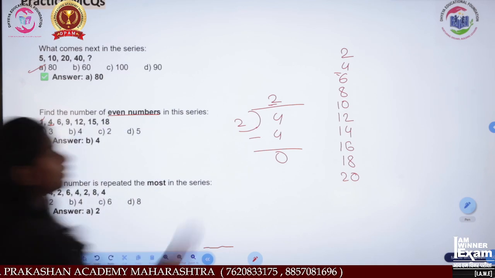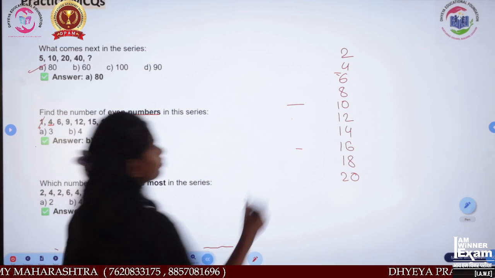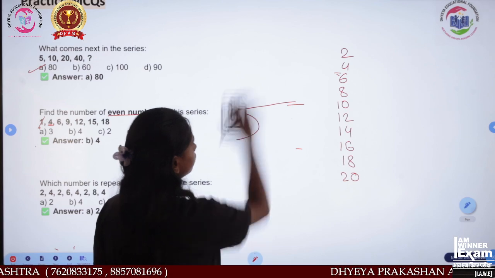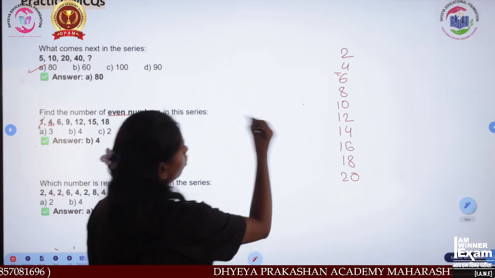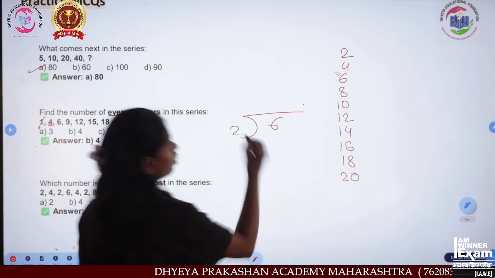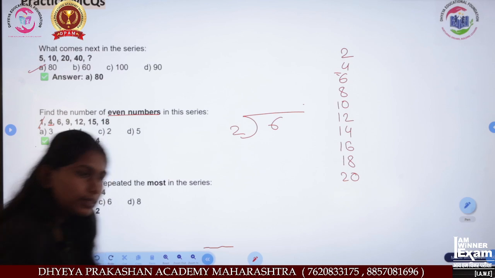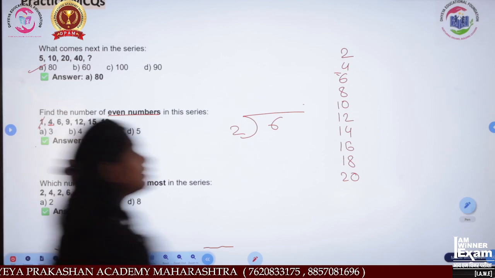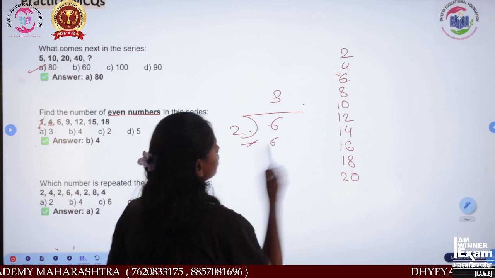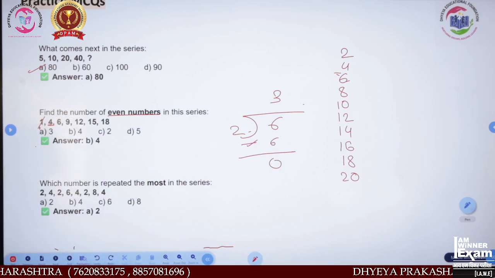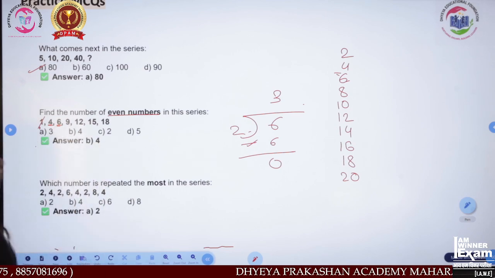Then let's check if 6 is an even number or not. 6 and 2. Now check if the 2's table has 6. Yes, the 2's table has 6 here. 2 threes are 6, so 0. Now 6 is also divided by 2, so 6 is also an even number.